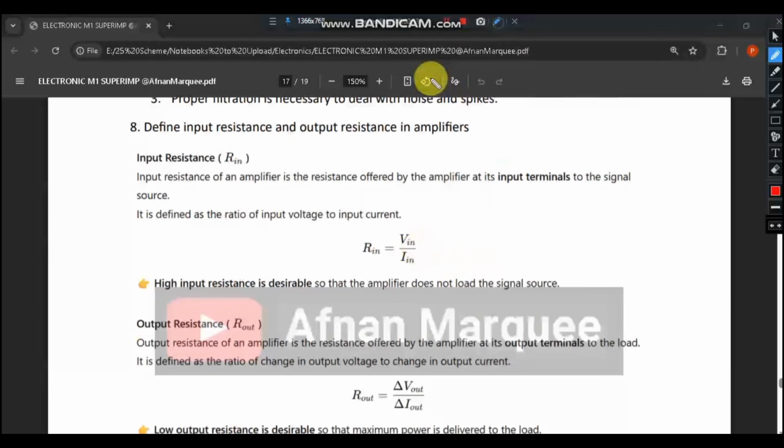Next question is: define input resistance and output resistance in amplifiers. Input resistance of an amplifier is the resistance offered by the amplifier at its input terminals to the signal source, and the formula is given here. Output resistance is the resistance offered by the amplifier at the output terminals. Very simple: input resistance, input terminal; output resistance, output terminal, and this is the equation given.